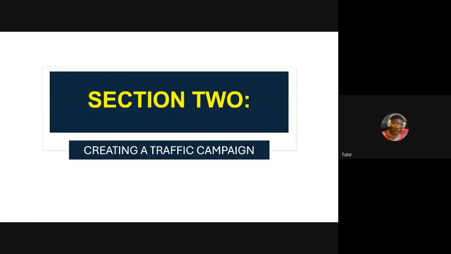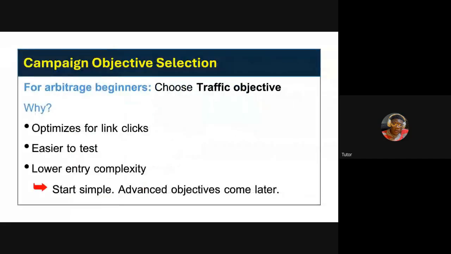Now, section 2, creating a traffic campaign. After you get all those things required, campaign objective selection. For arbitrage beginners, choose traffic objective. Why? Because it optimizes for link clicks, easier to test, and lower entry complexity. Okay, this is what it means.